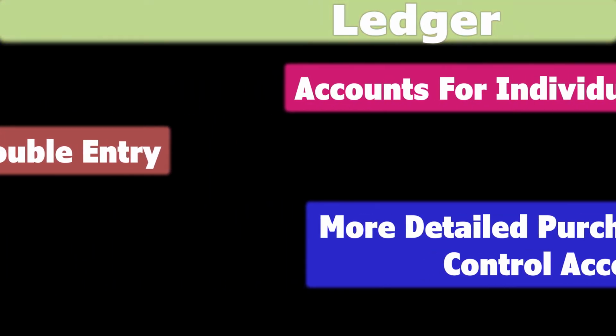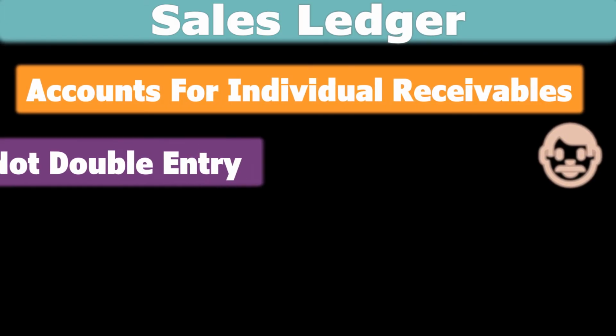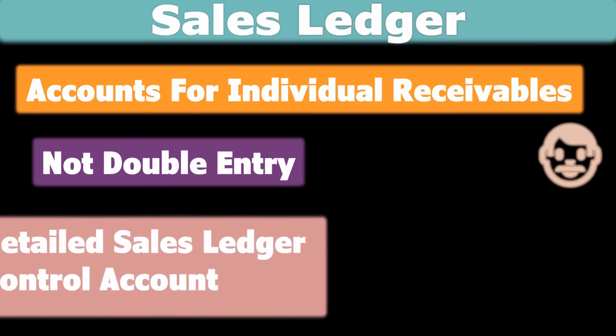On the other hand, the sales ledger, also known as the subsidiary sales ledger, is a set of accounts for individual receivables. It also does not follow double entry, and it is a more detailed version of the sales ledger control account.